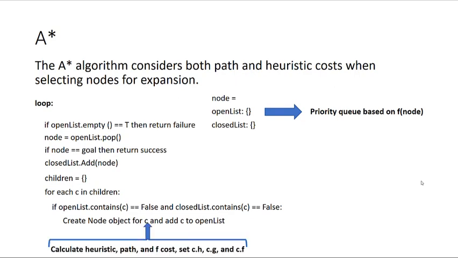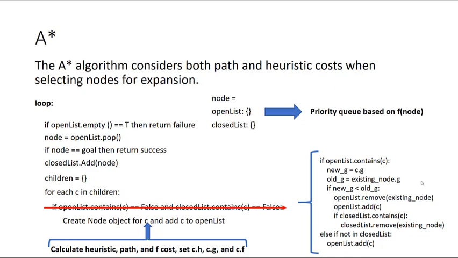So here, whenever we create node objects, we have to compute all of these things. With greedy search, we only had to do the heuristic. With A star, we get to do a couple more things. We do the heuristic, the path, and the F cost. And then we just set all of those values, and then we add the node to the open list. Whenever we add nodes to the open list, again, because it's a priority queue, it's going to sort that whole list of nodes based on the smallest F cost.